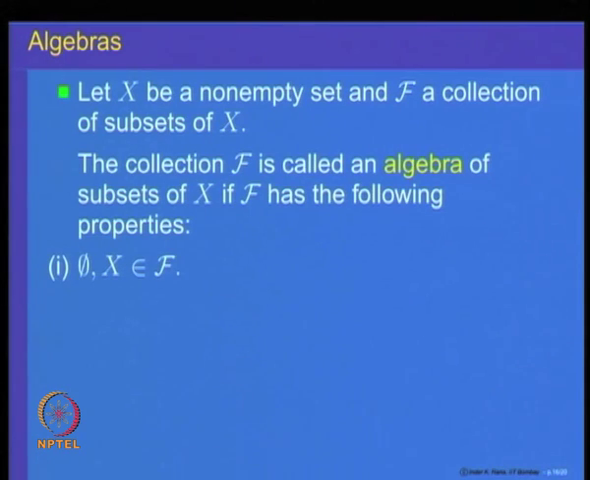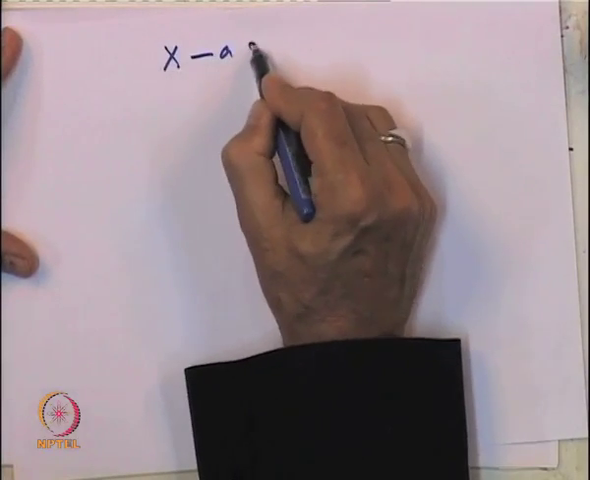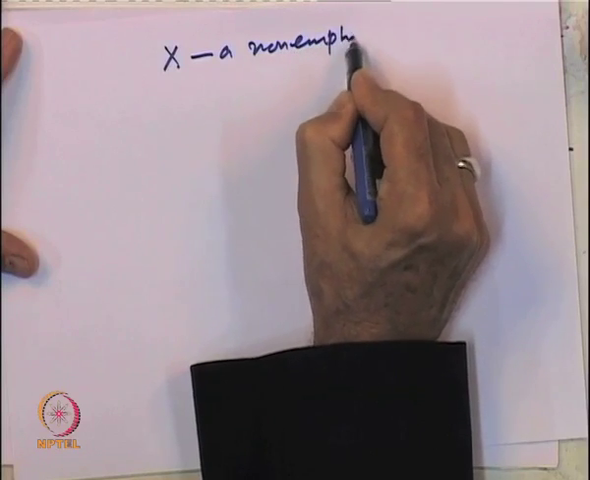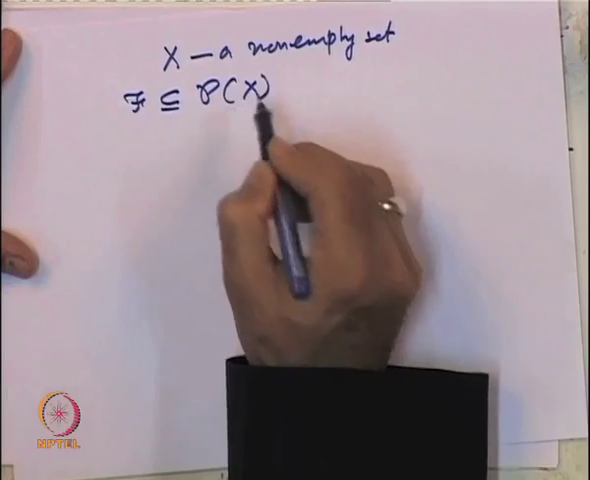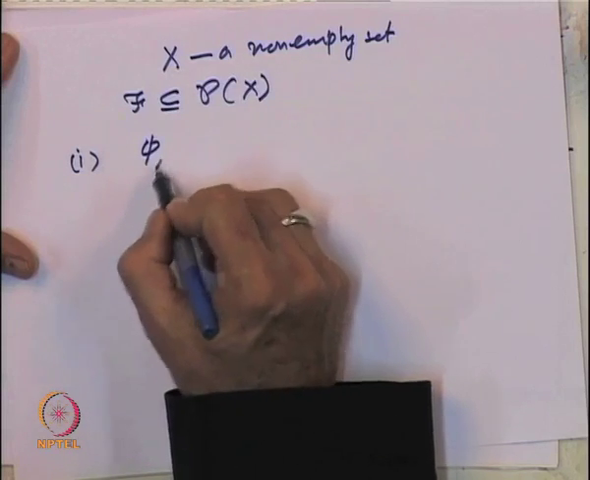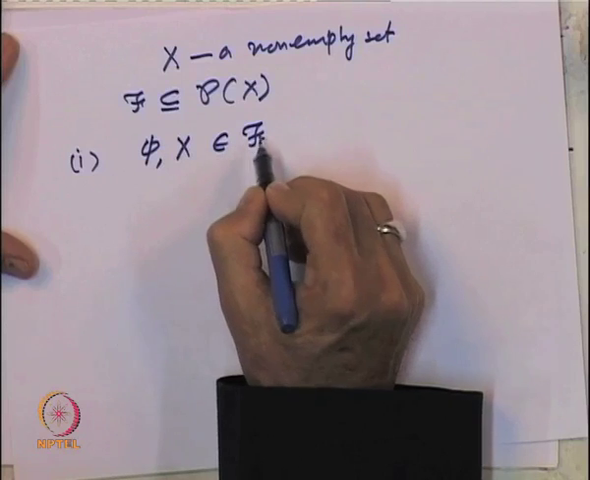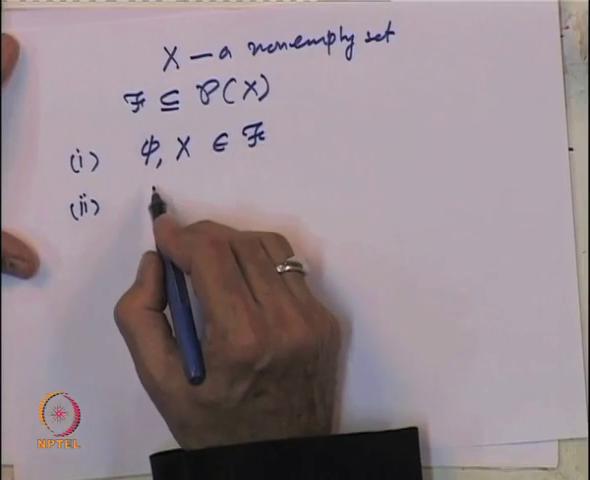Like a semi-algebra, the empty set belongs to it, the whole space belongs to it, and of course there is another property. So let us write this better. X is a non-empty set, F is a collection of subsets of X with the following properties. 1. The empty set and the whole space belong to F, like in the semi-algebra. And secondly, we are going to look at the intersection property.